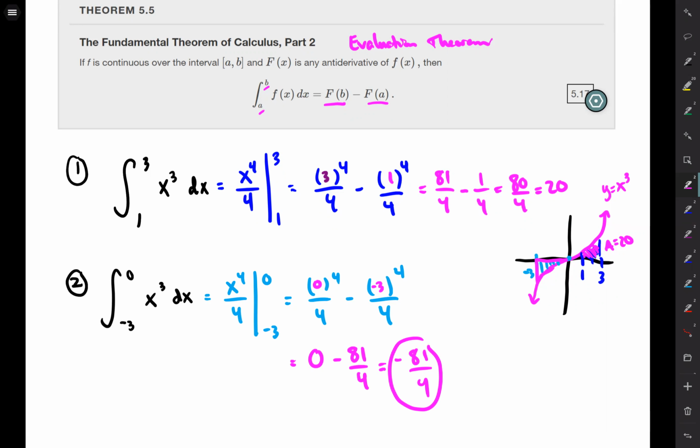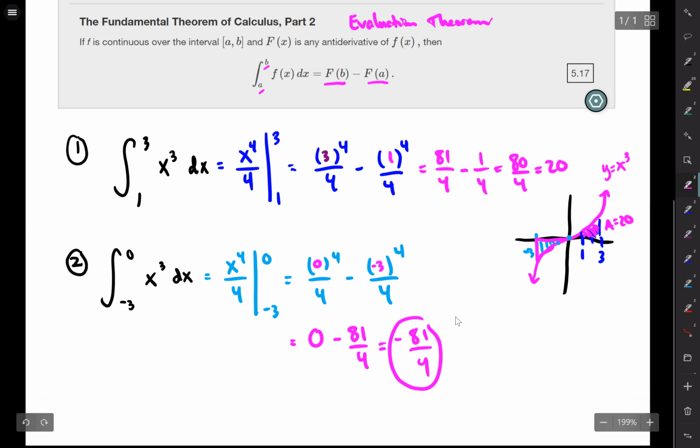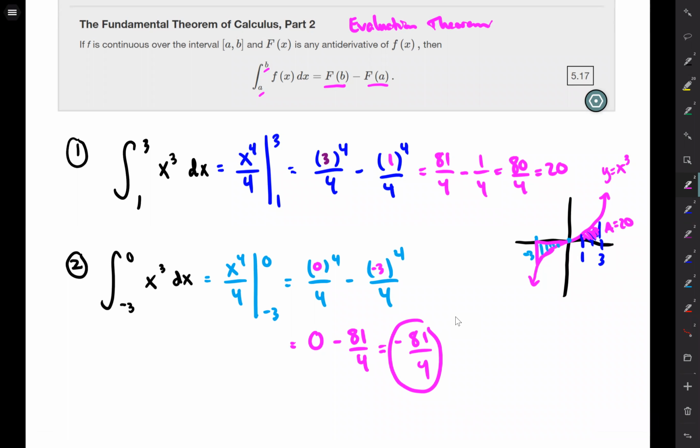So that's just one important note about evaluating these definite integrals, is they can give you negative numbers. And that's just telling you that more of the area is below the x-axis than above.